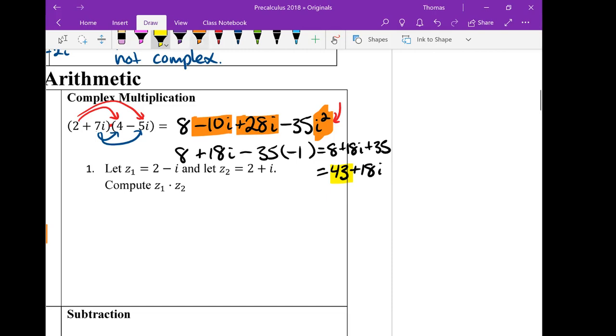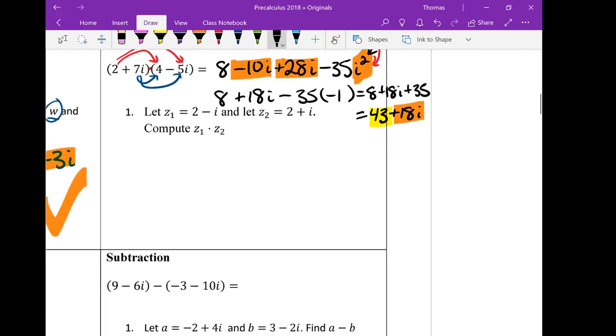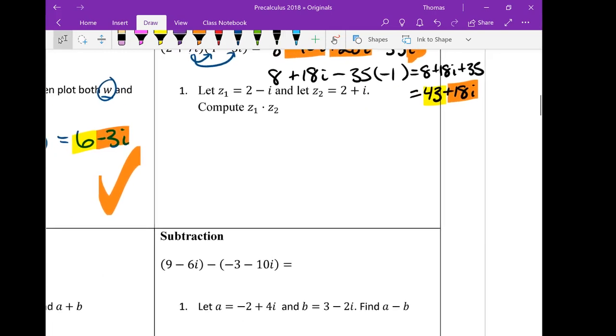So when we multiply complex numbers, we should get another complex number. The only extra step is that we can simplify our i squared to be negative 1. Nice. So let's do this next one pretty quickly. It says compute z1 times z2.